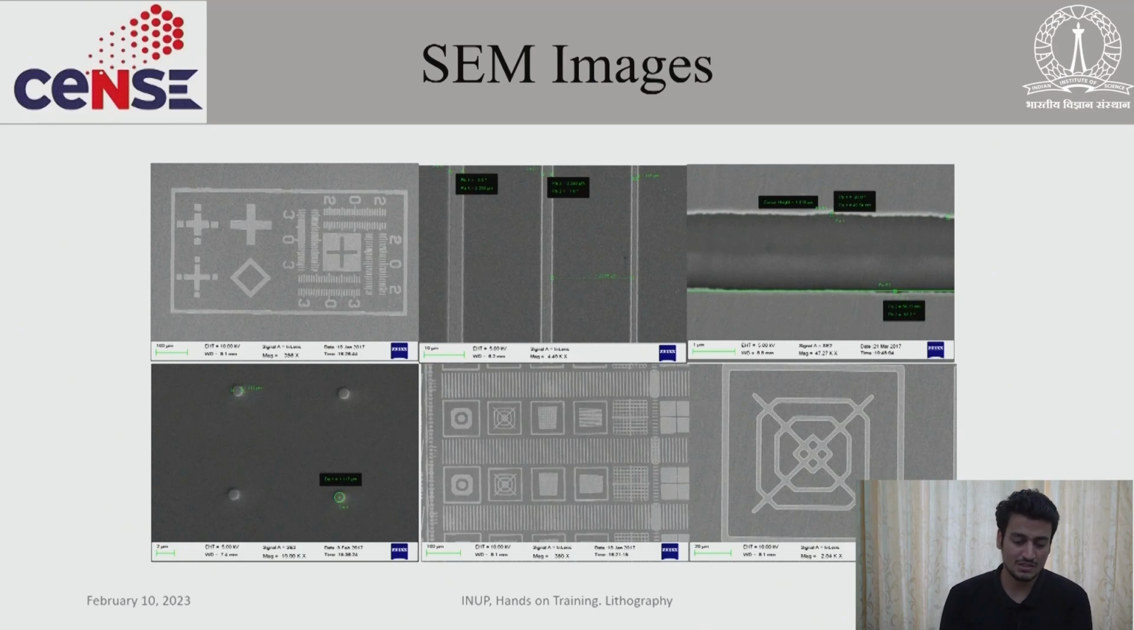So these are some images from the optical lithography.